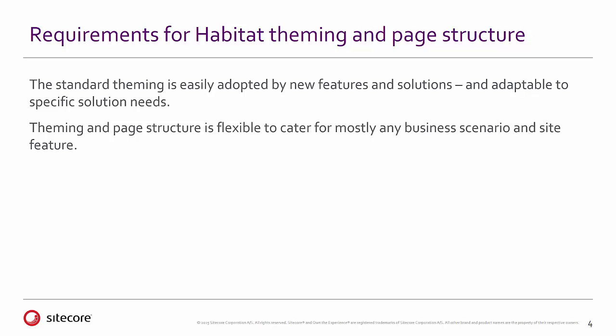Now, we also need the theming and the structure of the pages to be flexible enough to cater for the business scenarios and the site features. This means that we need, likewise, maybe two opposites. When we build a new feature, it has to be really easy to plug it into the existing standard theming to make it visually coherent with the rest. But on the other hand, we also need different sites, different solutions to be distinctly different because of their business needs or because we simply want a customer to be more customer-centric.